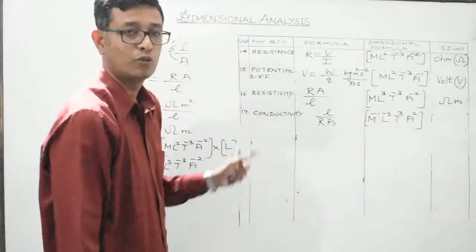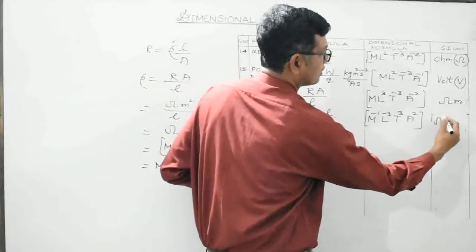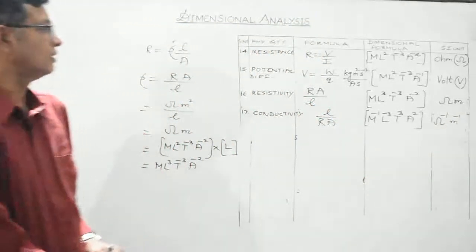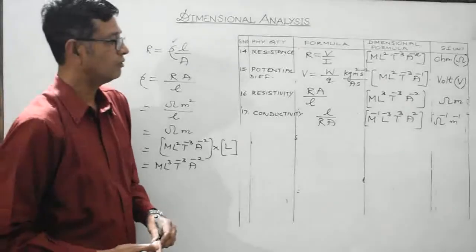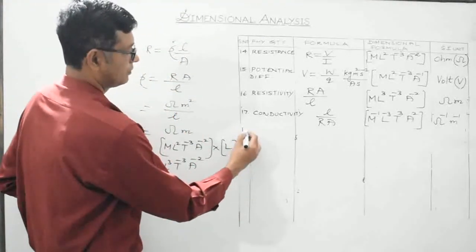Right? What about the SI unit? Here it is ohm meter. Inverse of ohm is ohm inverse, and meter inverse. This is the dimensional formula for conductivity. Let's proceed further.